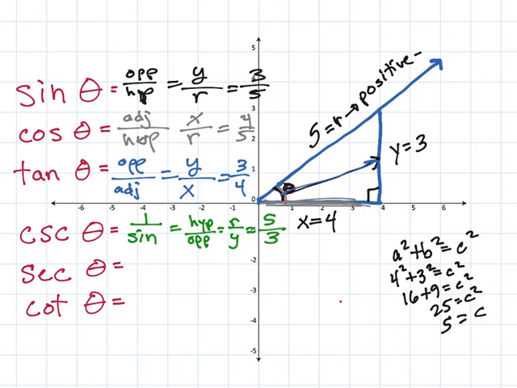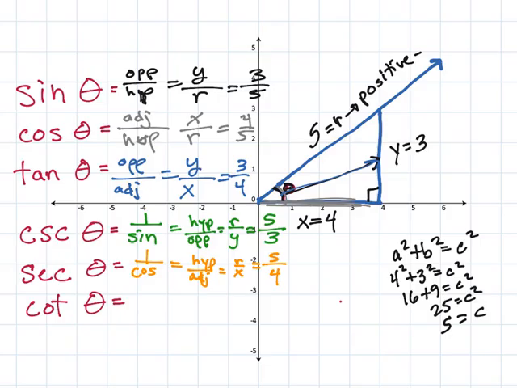That works the same with the secant. So secant is the reciprocal of the cosine, which would make it the hypotenuse over the adjacent, or r over x, or we simply flip the numerical value. So if I'm asked for the cosecant or the secant or even the cotangent, sometimes I'll find the sine and the cosine first and then just flip my answer because it makes it just a little bit easier.